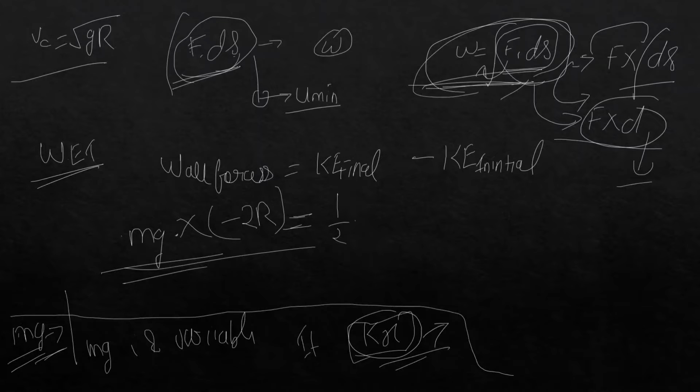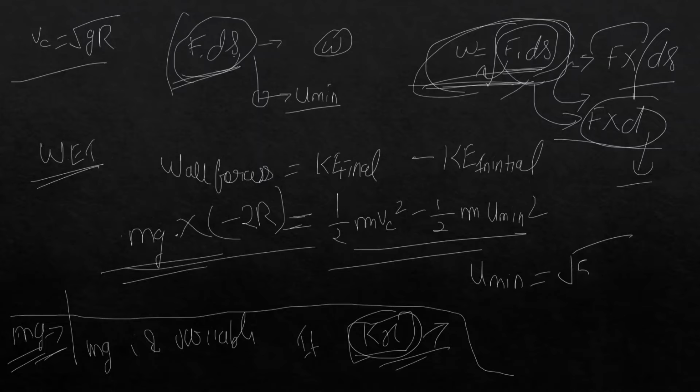And the kinetic energy final is 1 by 2 m into Vc square, minus 1 by 2 m into the initial square, which is u minimum square. So we have calculated this, and from here we get u minimum equal to under root 5gr. So now we have got the minimum velocity that should be given at the lowest most point to complete that circle. So this is the minimum velocity.